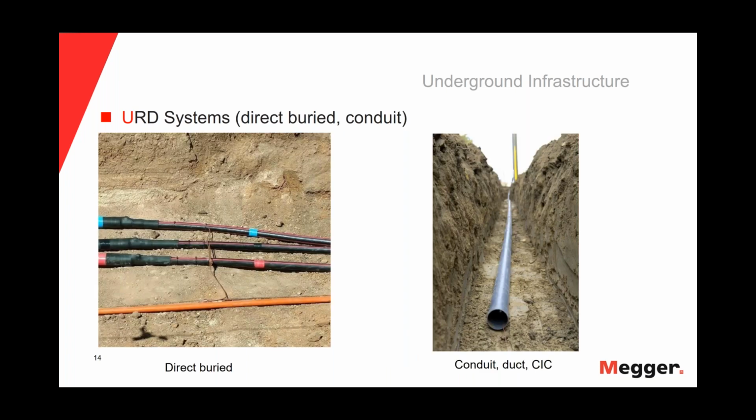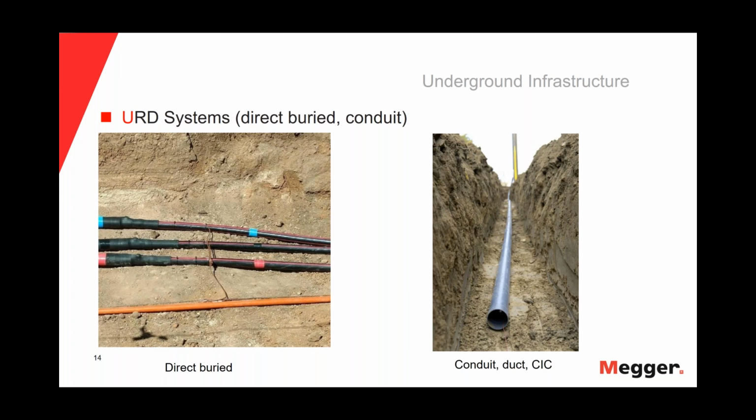One of the other ways we can divide URD systems is whether it's direct buried or some form of conduit. And this has implications for troubleshooting and fault locating. If we have a direct buried cable, when we talk about fault location, what we mean is we pinpoint the fault, we dig up the faulted cable, and we repair it by putting a splice in. If we have a conduit system, in most cases, you isolate down to a section and you pull and replace. You pull in a new section of cable.